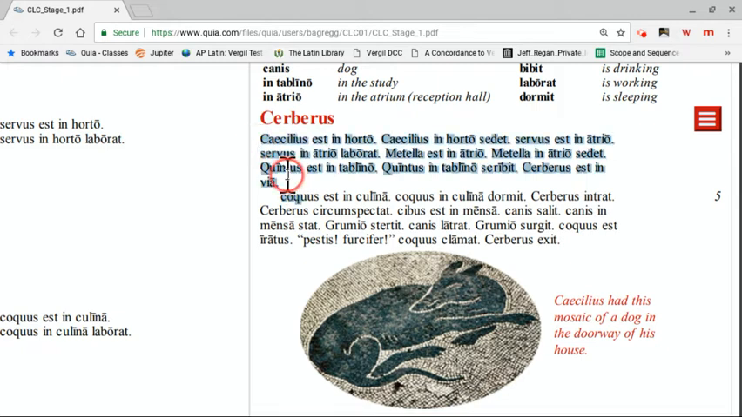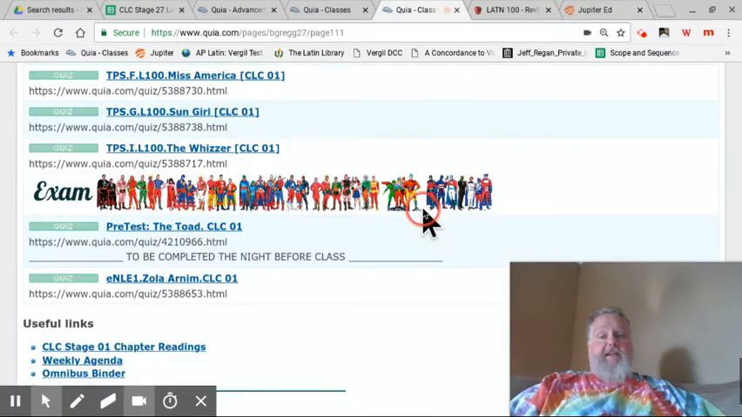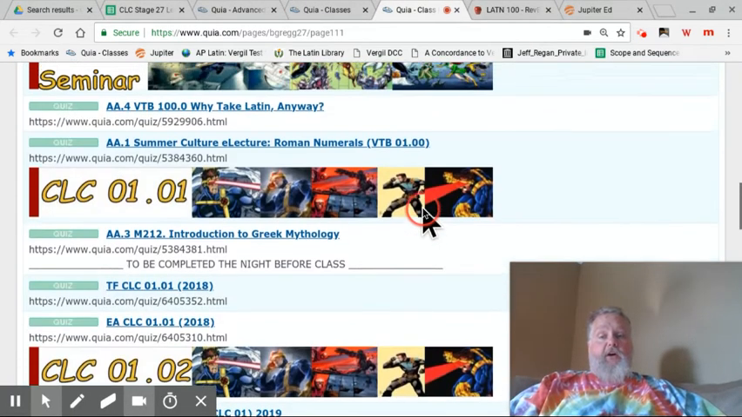You do not have to write the Latin, just the English. Only lines 1 through 4. If you do any more, it's a 0. Only go from this to this. English translation.